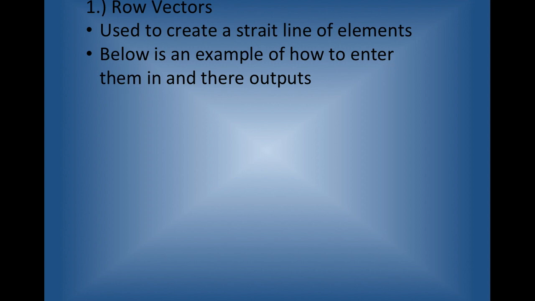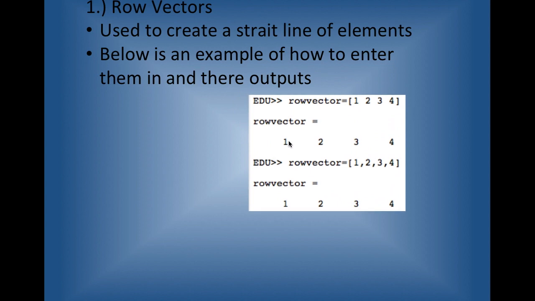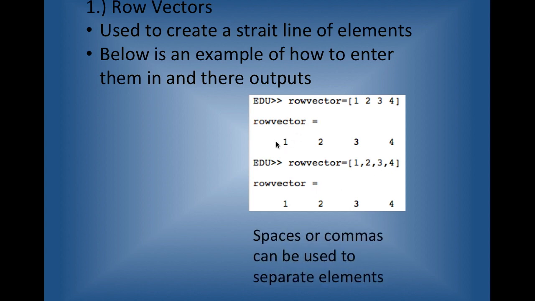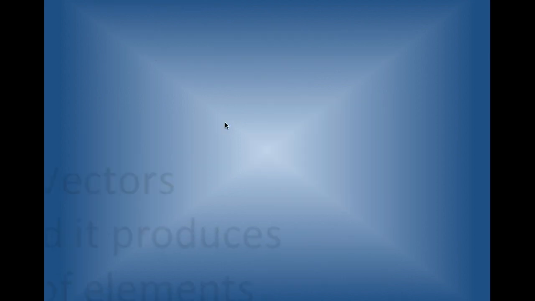So first we're going to start with row vectors, used to create a straight line of elements. So basically it's what you see in this picture here. You have the 1, the 2, 3 separated by spaces, and that's basically 1D. And you can also create it by using commas in between, and that gives you the same exact output. You can also use a colon if you want to make, say, a whole string of numbers.